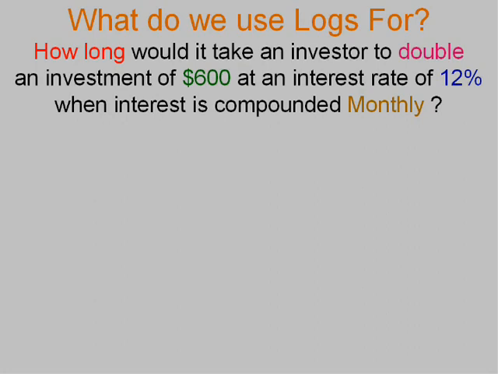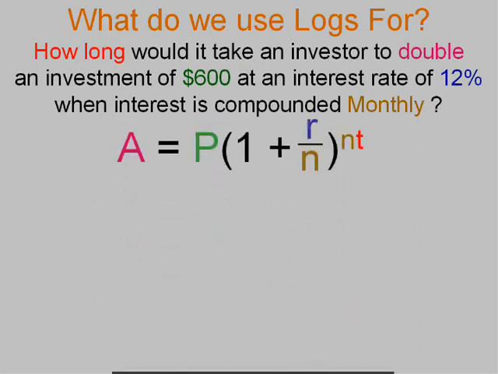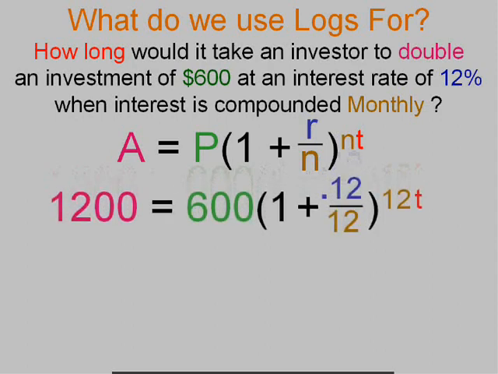Well, let's put the numbers into our old buddy, the formula. We know we're going to put $600 in originally. Where did the $1,200 come from? Well, it said it doubled it, so I doubled it. So apparently that's what my accrued would be, obviously, if I doubled $600. I put 12% in for the interest rate and 12 in for the N, because it's compounded monthly. Now I'm supposed to find the T. I want to know how long to do this. Well, that T is going to be a problem because he's up in the exponent.